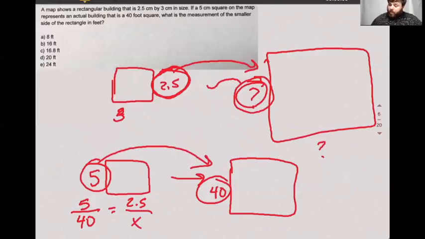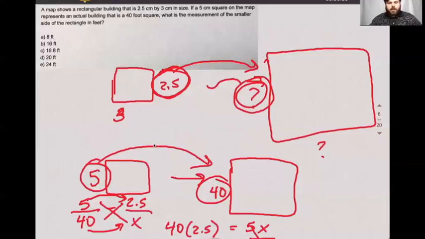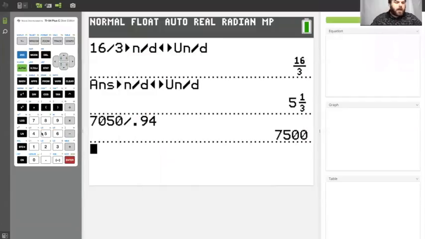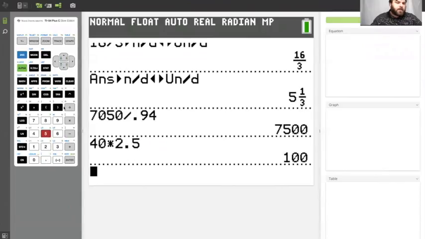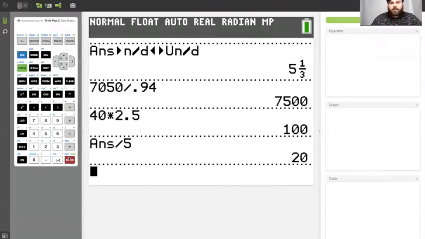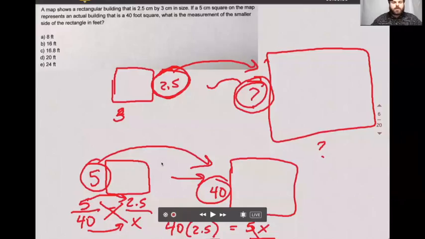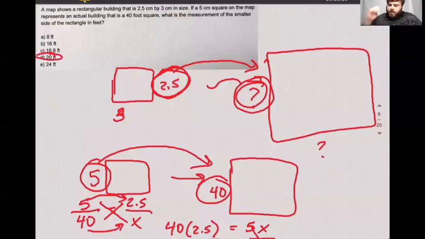Another thing, when I set up the proportion, do you see how this is half as big? Well, this number should be half as big. So that tells you the answer as well. But let's go ahead and work it out. 40 times 2.5 is equal to 5 times x. I go ahead and divide this by 5, and that will give me x. So I got to get out my calculator here. All right, I do 40 times 2.5. And whatever that answer is, I divide by 5, and I get 20. So the answer to this question is D, 20. Okay.